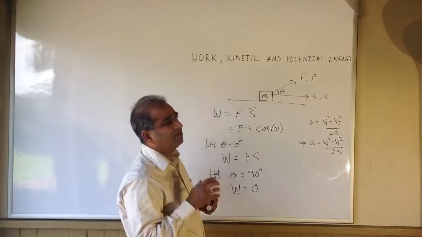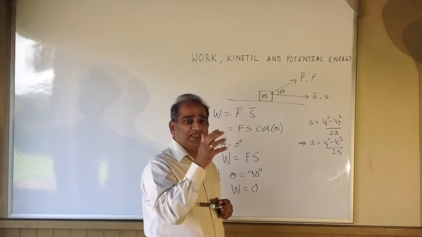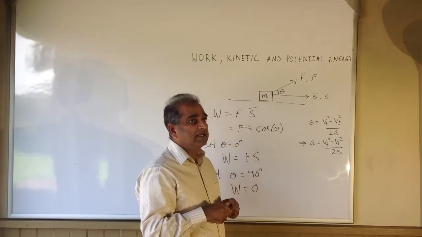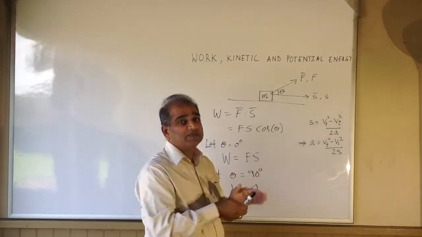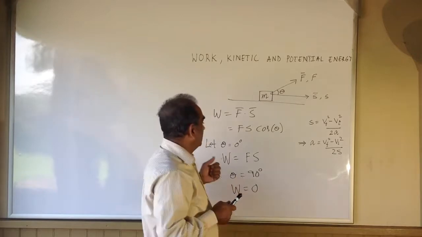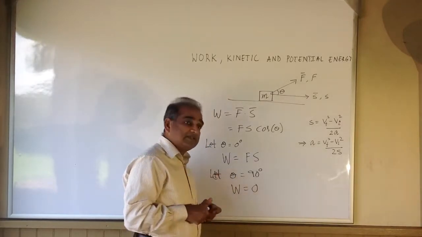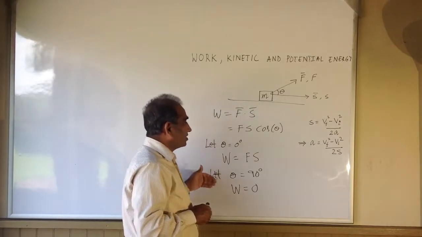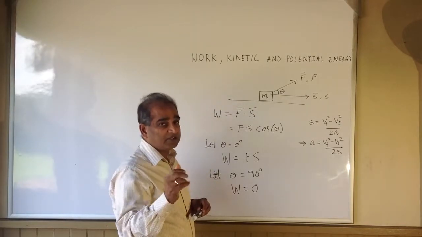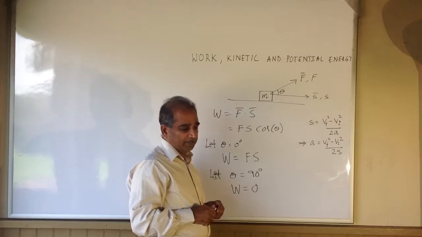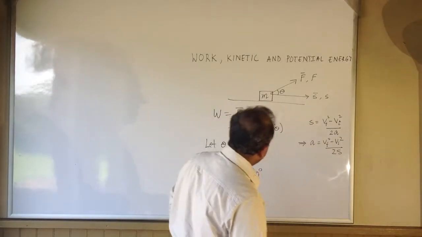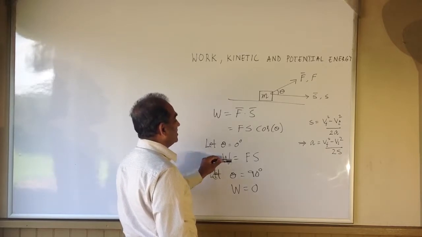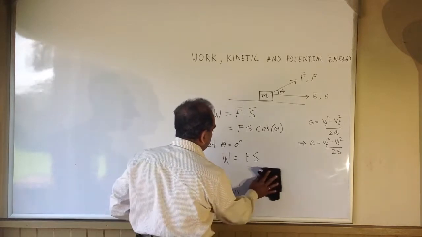So generally, if a force is applied on a body and the body displaces, then the angle between the force and displacement vectors is very important for deciding the work done. Okay, so we have learned today about what is work done. Now I will teach you about kinetic energy of a body. Let's say the angle is 0 between the two vectors and work done is force times displacement.